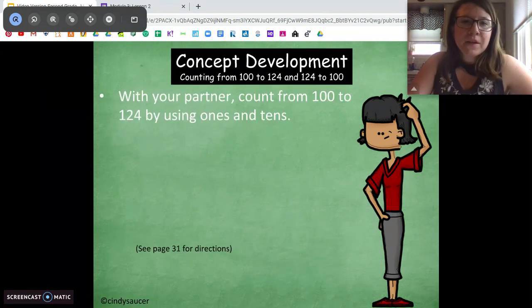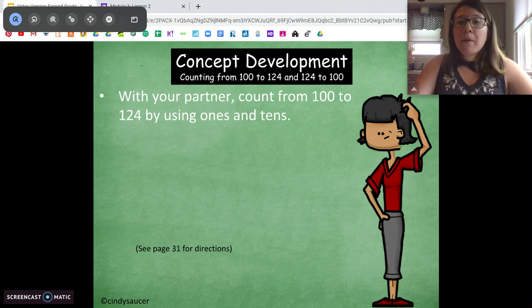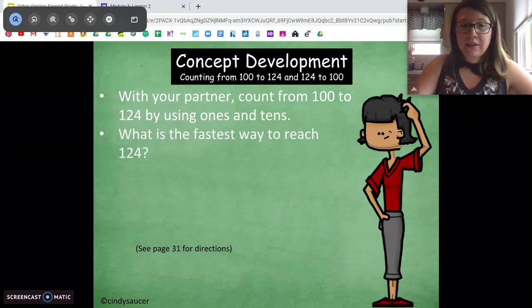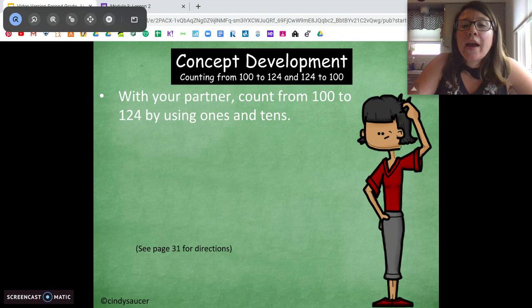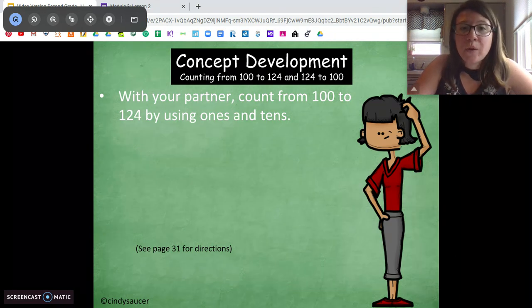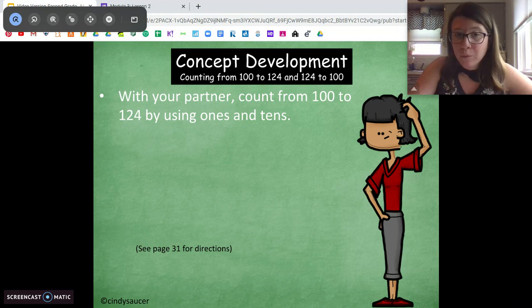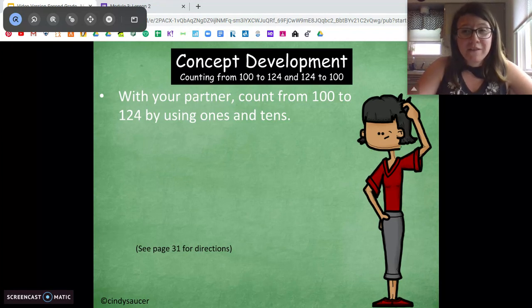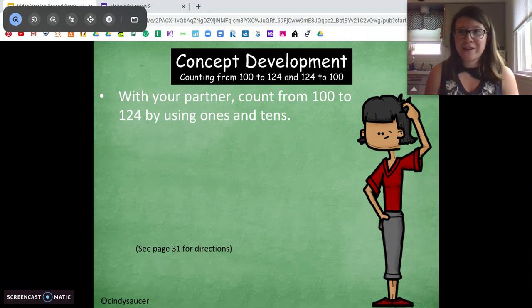All right. So I'm going to have you pause the video after I give these directions. I want you to count from 100 to 124 using tens and ones. Work with somebody at home with it. Count from 100, start 100, and then count to 124 using tens and ones. See if you can figure out the fastest way to do it. Go ahead. Come back to me when you're ready.